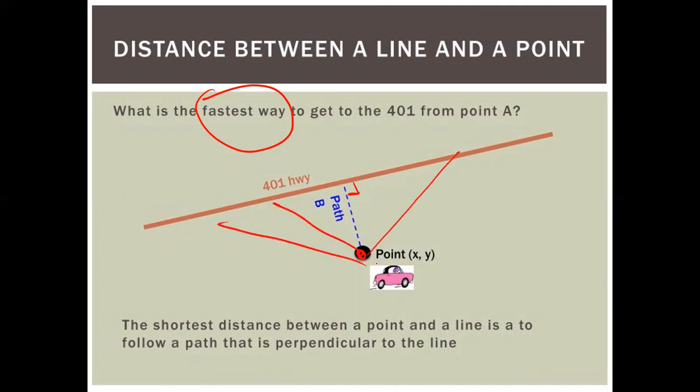This car can choose this way in order to reach the straight line, or this way, but it will take so much time. The fastest way is to go what? Perpendicular, because it's the shortest distance. So the fastest way for the car to reach this line is to move perpendicular. So perpendicular distance is the shortest one.